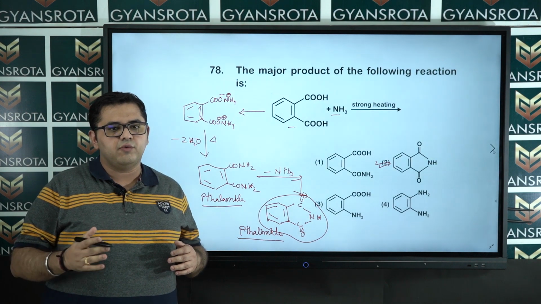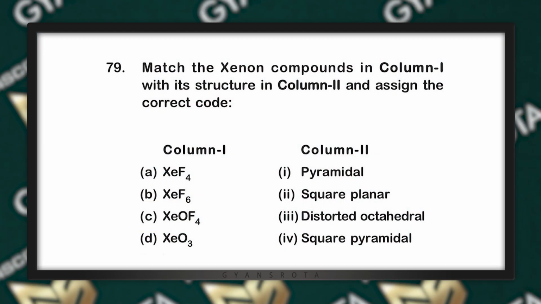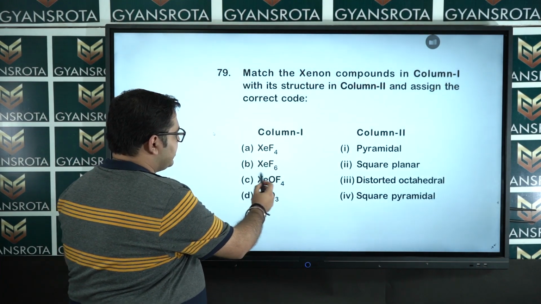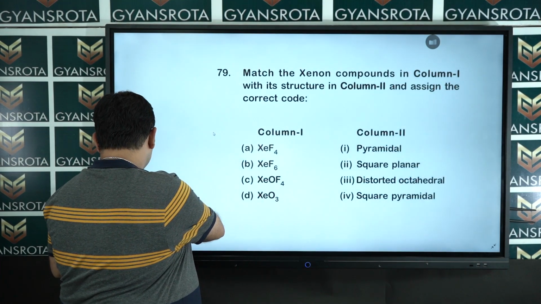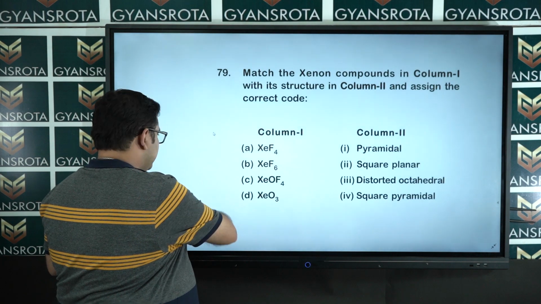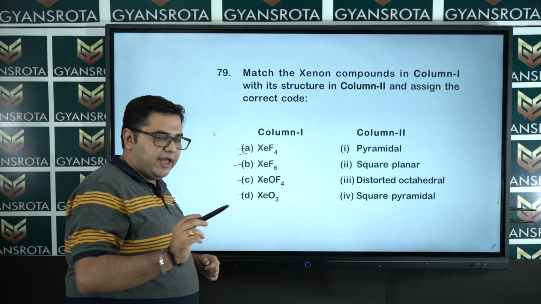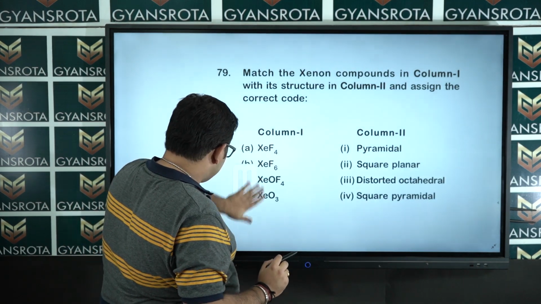Next we are moving to question number 79. The question is on the screen. Match the xenon compound in column 1 with its structure in column 2 and assign the correct code. There are a lot of xenon compounds given, but in the examination we need not solve each of them. So let us start with the easiest one.